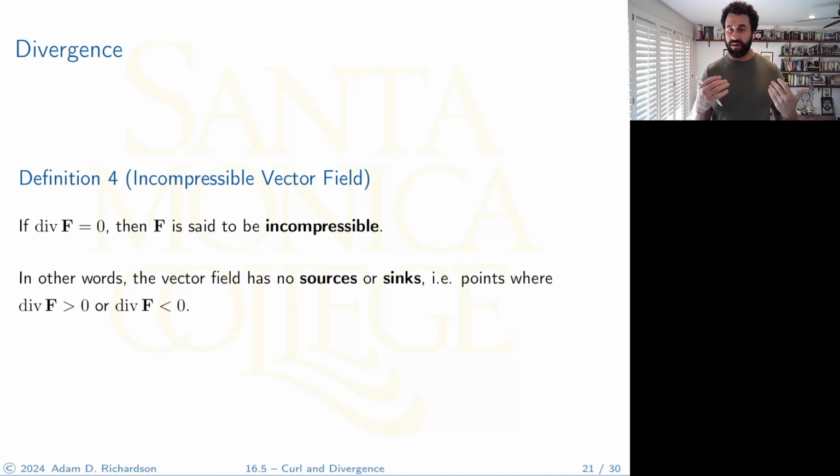Sources and sinks. For those of you that take differential equations, partial differential equations, you will study sources and sinks, but intuitively that's what it is. If you've got a source, that means there's a point where stuff is flowing out from that point. And if you've got a sink at a point, that means stuff has a tendency to flow in at that point. Now, if no such points occur anywhere in your vector field, then your vector field is said to be incompressible.